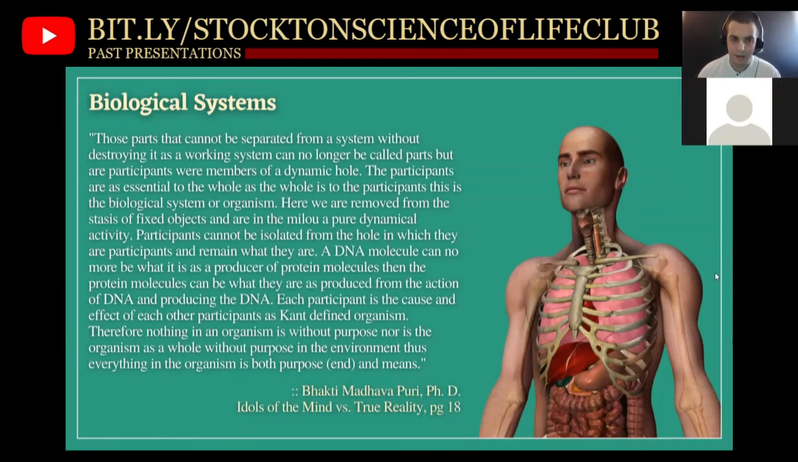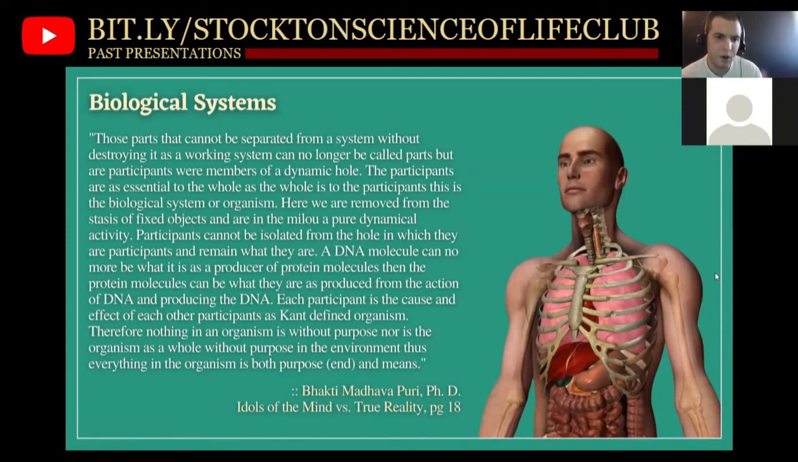So now we're moving on to biological systems. Now the part of the biological system does not have any identity outside of the whole. So hopefully you can see that progression. And we'll talk more about the biological system. Those parts that cannot be separated from a system without destroying it as a working system can no longer be called parts, but are participants or members of a dynamic whole. The participants are as essential to the whole as the whole is to the participants. This is the biological system or organism. Here we are removed from the stasis of fixed objects and are in the milieu of pure dynamical activity. Participants cannot be isolated from the whole in which they are participants and remain what they are.